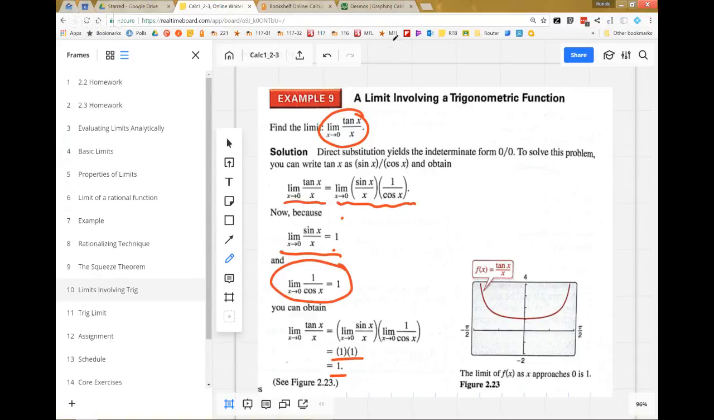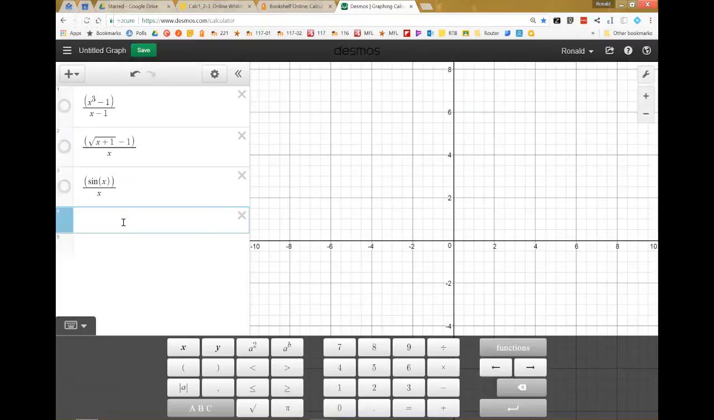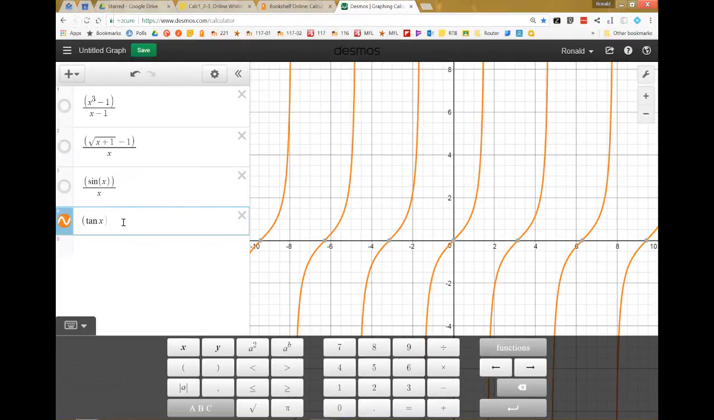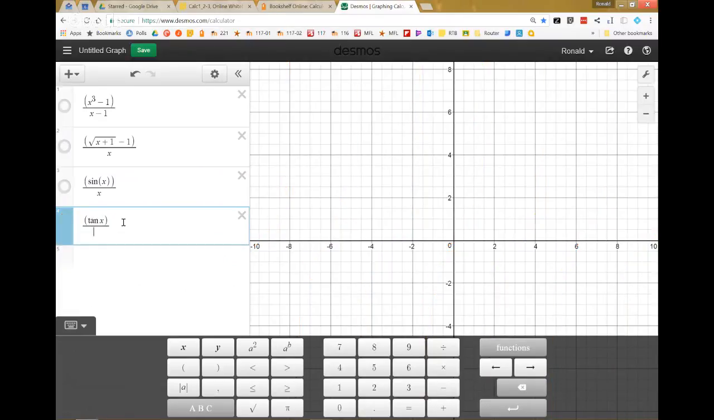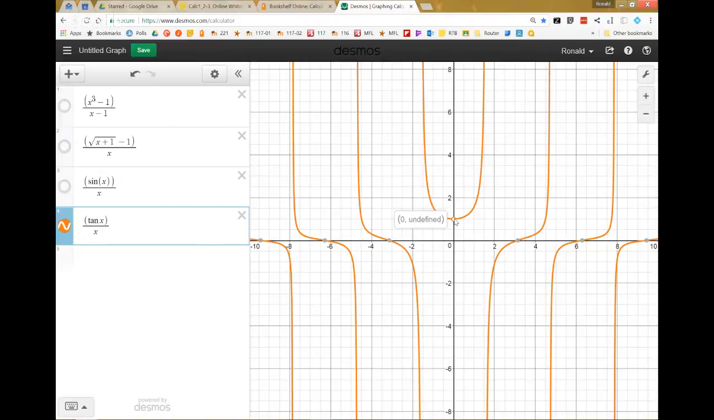So once again, if you looked at a graph, let's just do it. So we've got tangent x over x, and the limit as x approaches 0. There it is. It's undefined. You can't substitute in a 0, but you can see both the left and the right hand, yep, they're both coming at 1. So that's a legitimate limit.